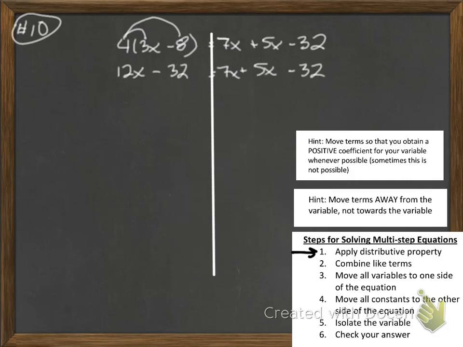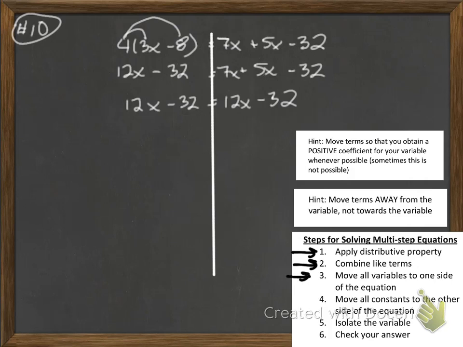Okay, so then we need to combine like terms. On the left-hand side, we don't have any like terms. 12x minus 32. 7x plus 5x, that is 12x. So you might notice at this point, we have something that is equal to itself. So at this point, you might realize that doesn't really give us enough information. But just for the sake of argument, let's just keep going.